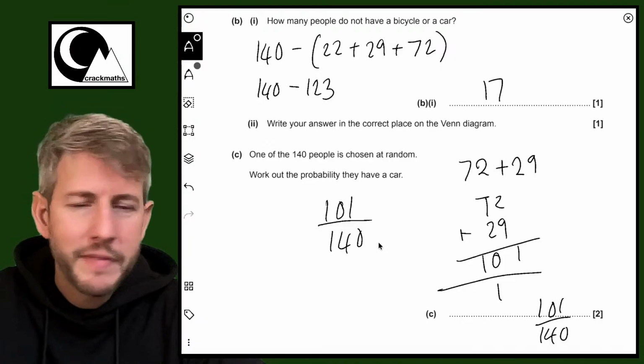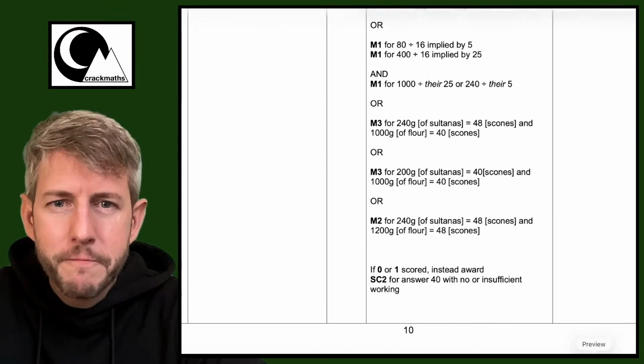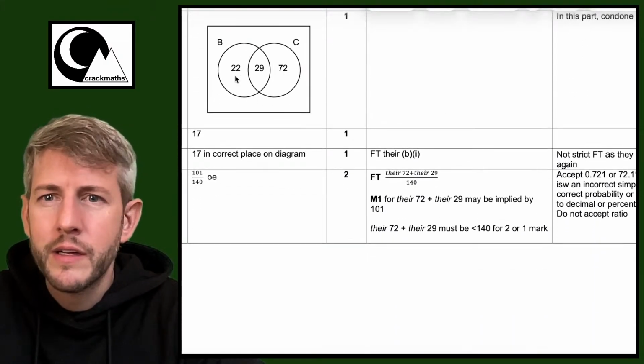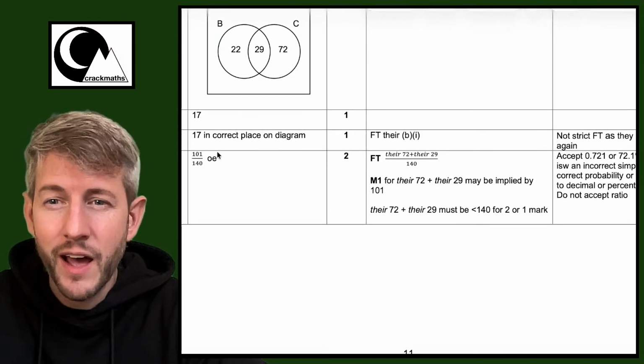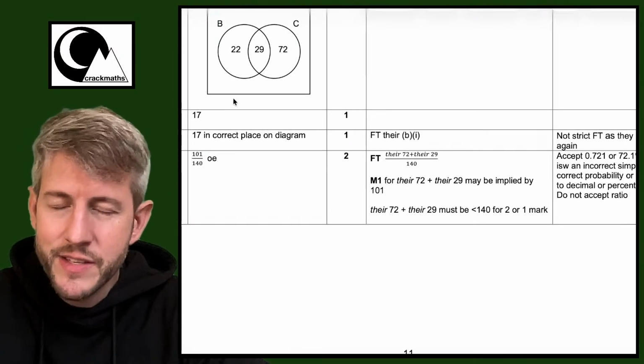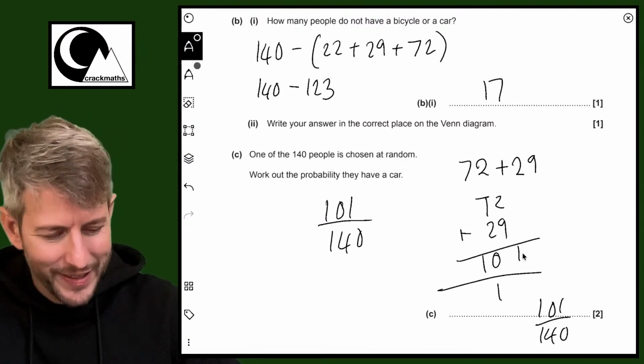Right, next, let's check the answers to this. And here we go. Yeah, that was what our Venn diagram looked like. 17 is what I got, and 101 out of 140 is the probability. Okay, perfect. Right, we're doing all right here.